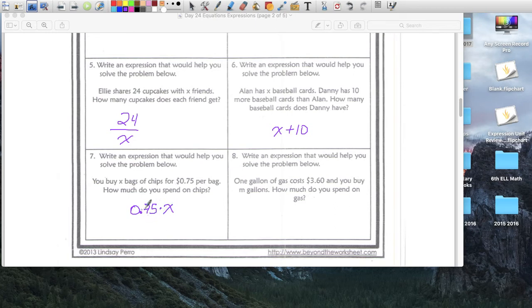One bag of chips would be 75 cents times 1. Two bags of chips would be 75 cents times 2, and so forth. So it depends on how many bags. The total is going to depend on the number of bags of chips.